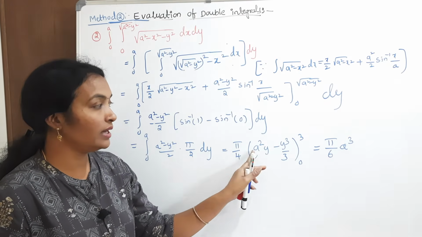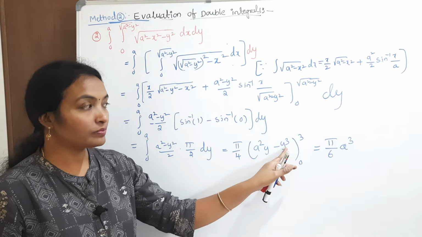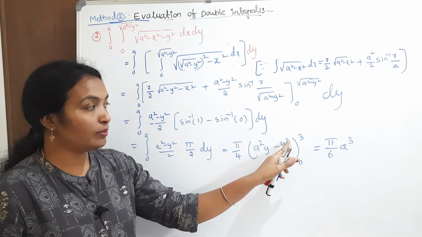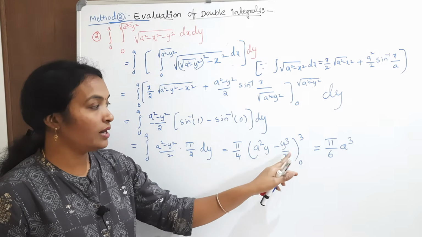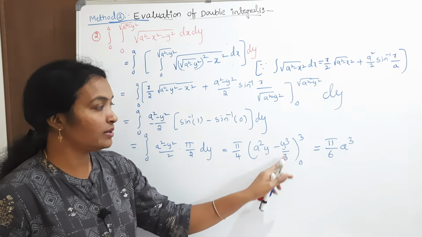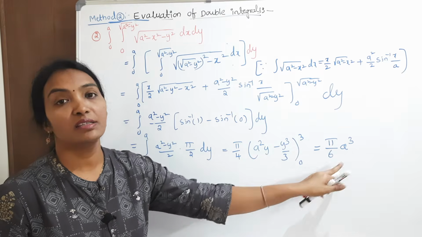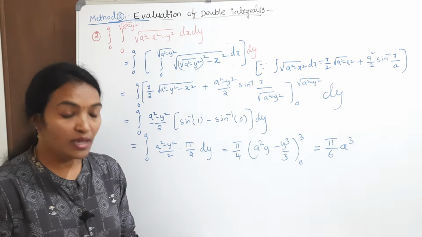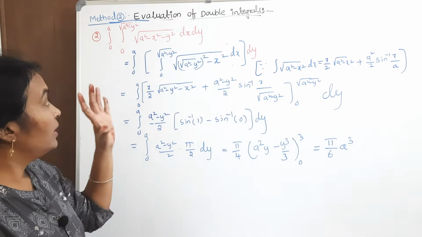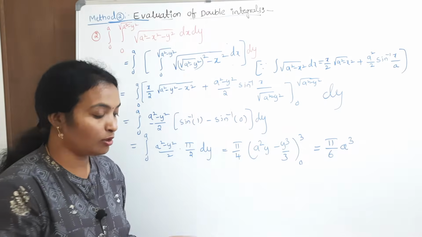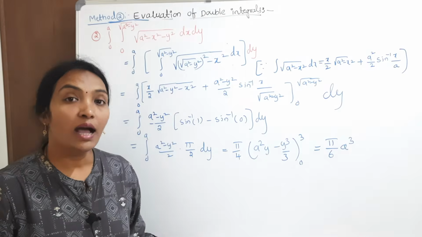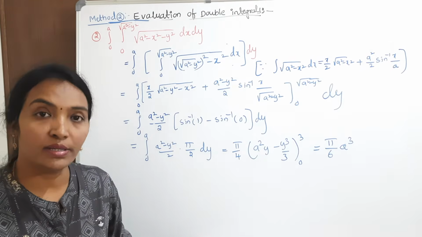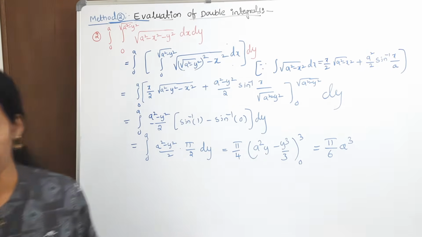Then this becomes 3a square minus 3 power 3 by 3. 3 cancels. Okay, now take the LCM and simplify this. I'll get pi by 6 and a cube. This is answer C. In this method there are very few problems, only 2 problems. This is done. Now in this hour, our third method is either constant limits x and y. We will discuss it now.